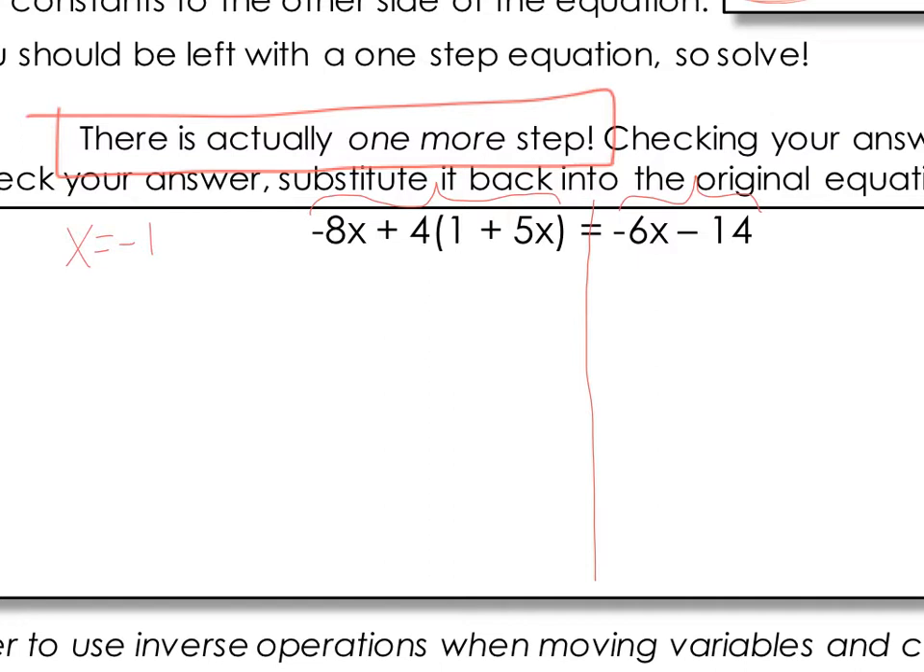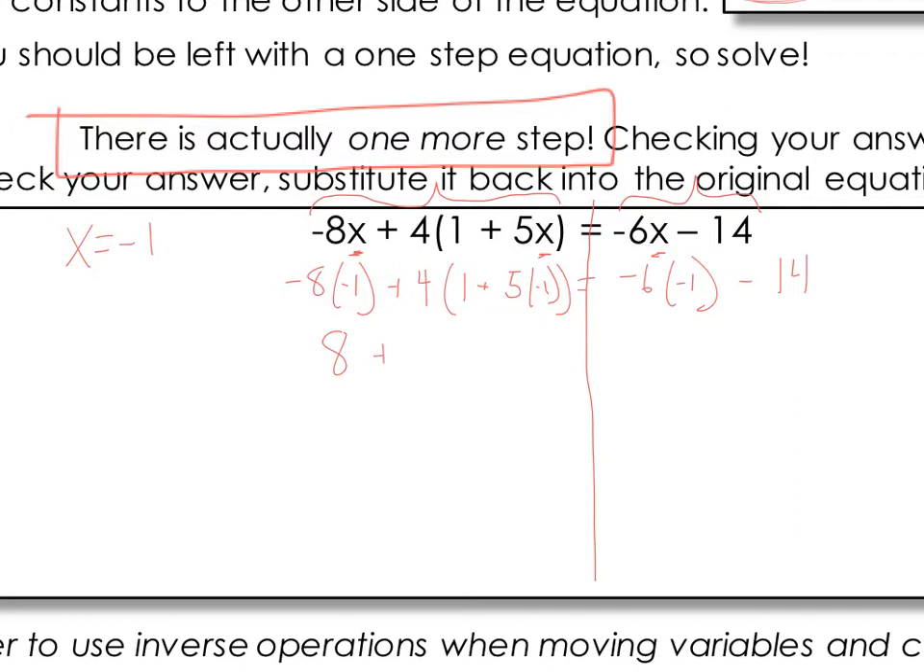I see an x here, and here, and here. So remember, two things next to each other says multiply. Okay, so let's fill in here. So this is 1 plus, and this is 5 times that negative 1. And this is negative 6 times that negative 1 minus 14. So it looks like we've got some multiplying to do and some adding. So negative 8 times negative 1 is 8.